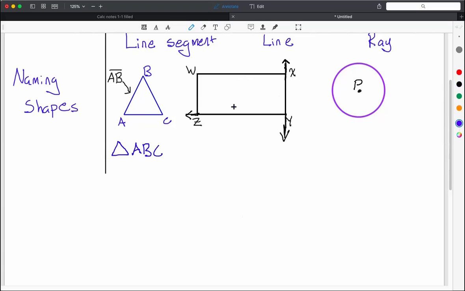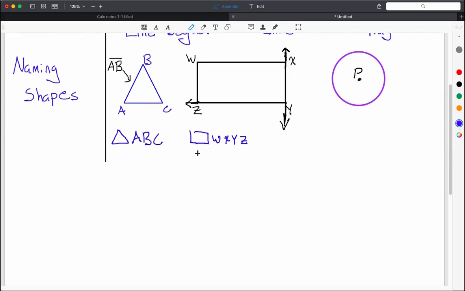Would that be rectangle WXYZ? Yeah, and once we get into the higher and higher dimensions, it's okay to say a rectangle shape, and you can say W, X, Y, Z. But typically after we hit triangles, we start being lazy as mathematicians, and we'll just say polygon W, X, Y, Z.